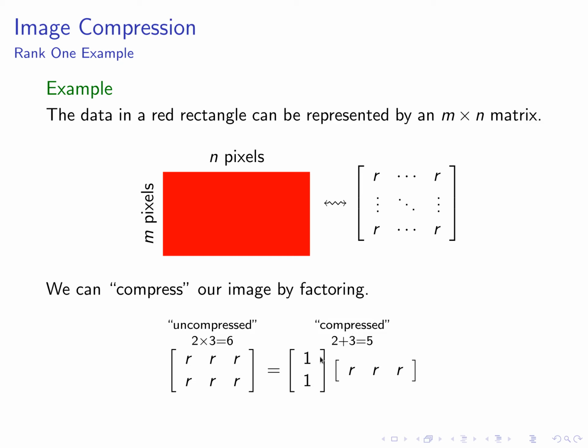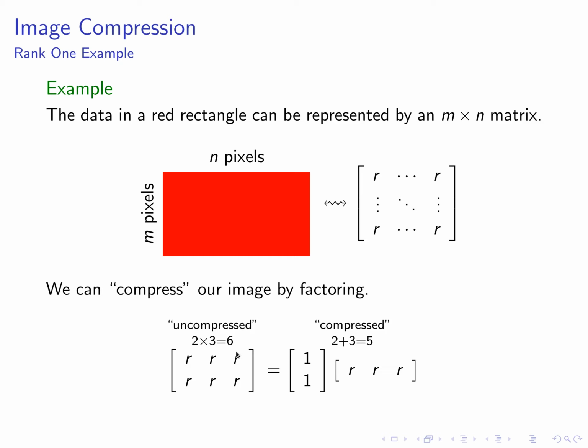However, on the right-hand side of this equality, I like to think of this as the compressed image. Here, if we just count up the pieces of data we need to express this factorization, there are 2 entries in this first matrix. So this 2 by 1 matrix has 2 1s inside of it, so that's 2 pieces of data. And this 1 by 3 matrix has 3 entries inside of it, which is 3 pieces of data. Well, in total, 2 plus 3 equals 5.